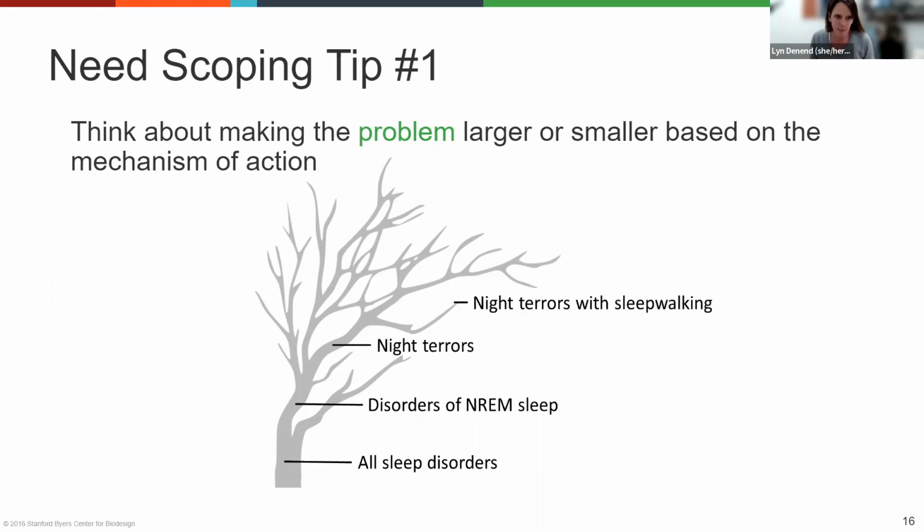A couple quick tips. You can think about making the problem larger or smaller based on the mechanism of action, as Rachel said. So what's going on with the pathophysiology here, and do we want to be very specific, night terrors with sleepwalking, or do we want to be very broad, any sleep disorder? What you're doing is you're scoping, as you can see along this tree analogy, to whether you're closer to the trunk or more specific out on one of these limbs. Next slide.